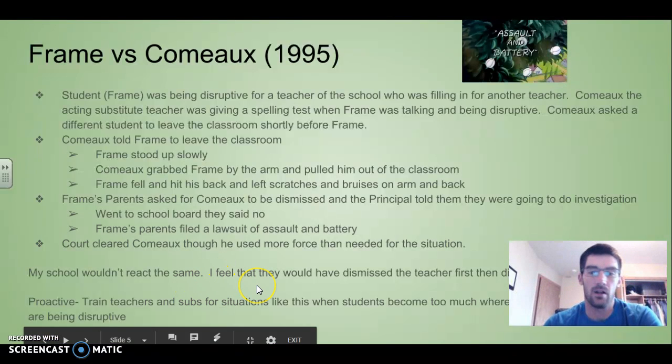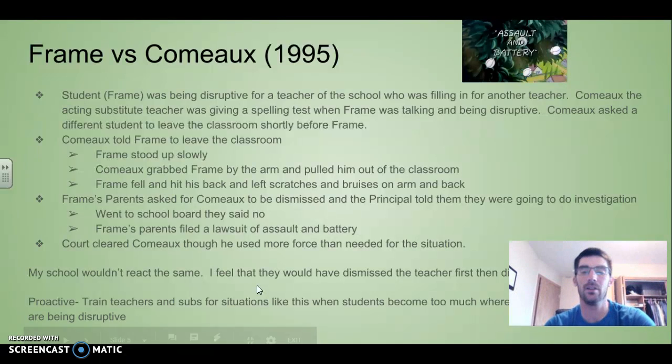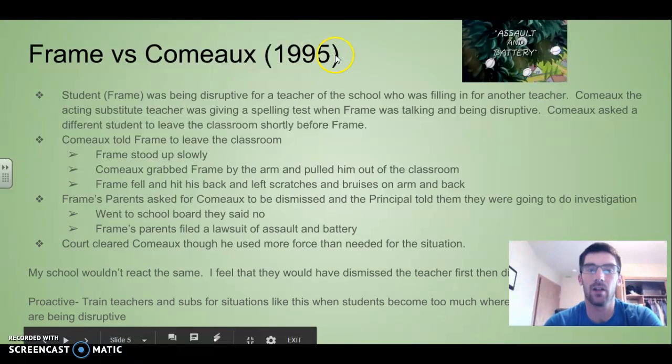For me, my school would probably, or wouldn't react the same. I feel like they would get rid of the teacher or put him on leave until the case was done. I think that's, 1995, a lot has happened since then, and you're looking at 22 years. I just feel like it's not the same as back then. But maybe I'm wrong, and I hope I am, but that's kind of my thought process on that.